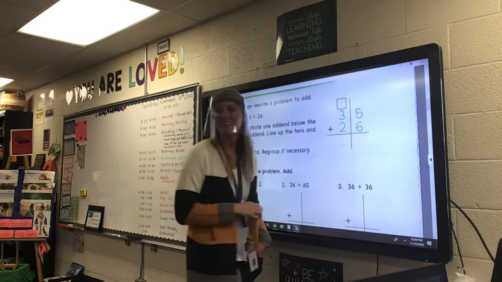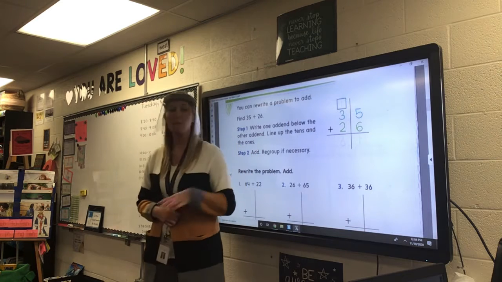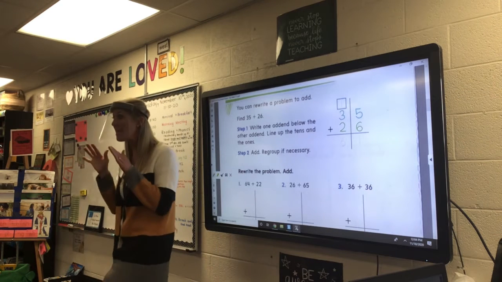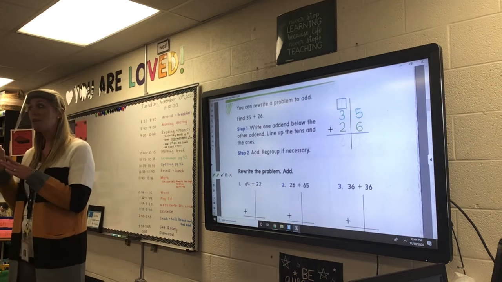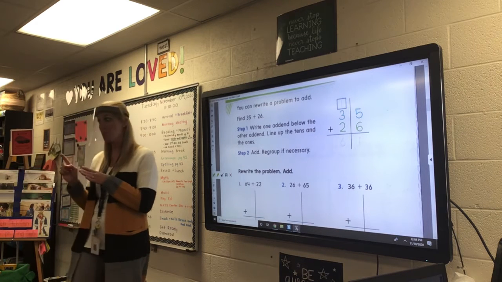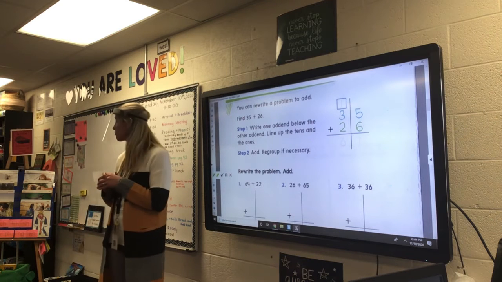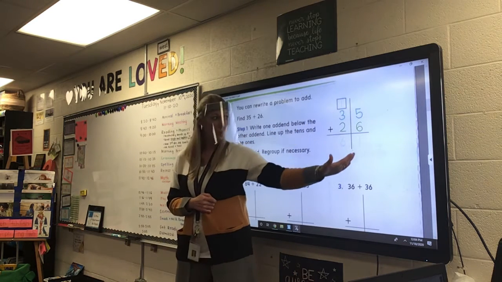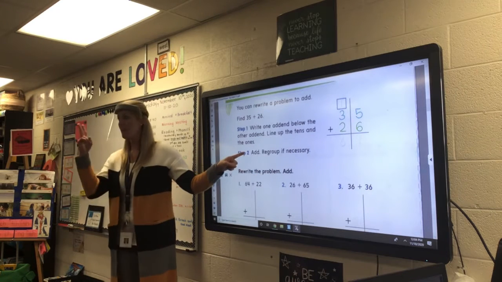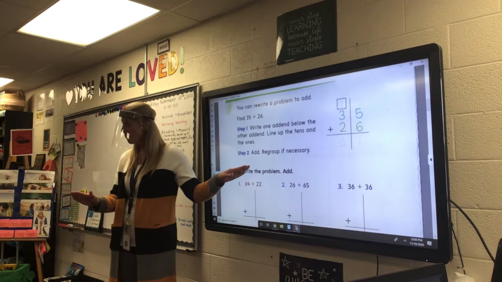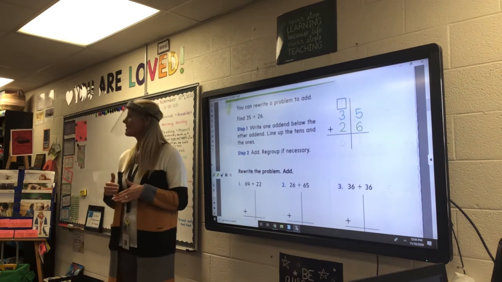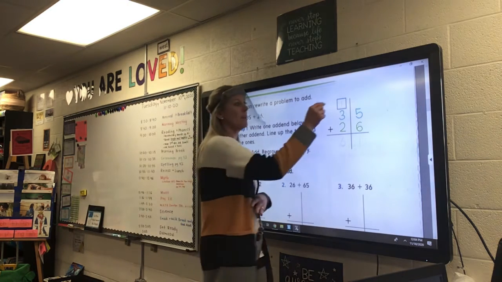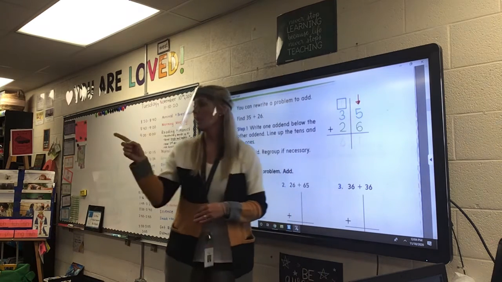Now, second graders, if you ever flip those numbers around and put 26 on top and 35 on the bottom, you can do that. You will get the same answer or sum. Now, when we learn subtraction though, we cannot change them around. In addition, it works. In subtraction, it does not. Okay? Now, we make sure we line them up. The ones are the ones, the tens are the tens. Now, our step 2 is to add, and if we have to regroup, if it's necessary, we must regroup. Sometimes we don't have to regroup. Sometimes it's not necessary. So on this example, I'm going to start here. 5 plus 6, what do you get, Lewis? 5 plus 6 is what?